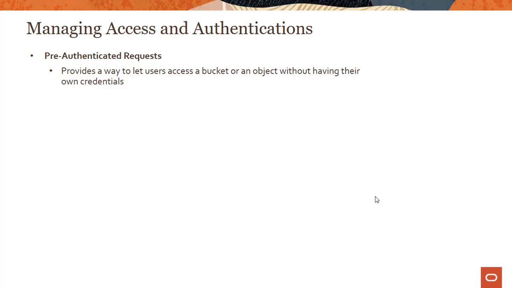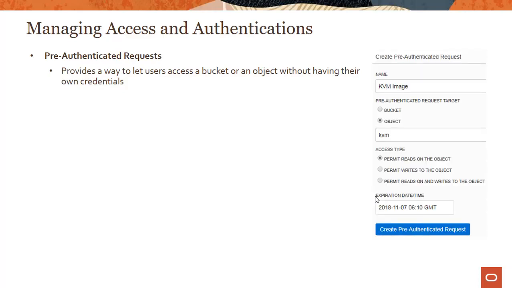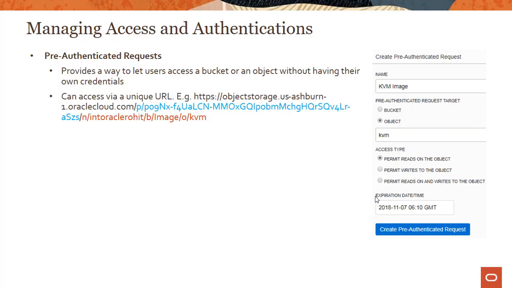So pre-authenticated request is a way to let users access a bucket or an object without having their own credentials. As you can see here, creating a pre-authenticated request is pretty straightforward. You can create a pre-authenticated request either on the bucket or on the object, and you can have a variety of options, whether you just want reads on the object, writes on the object, or read and write both, right? And we'll actually go and show this in a quick demo.